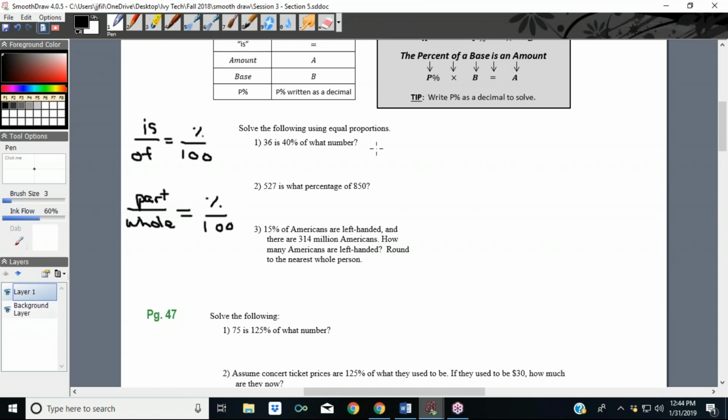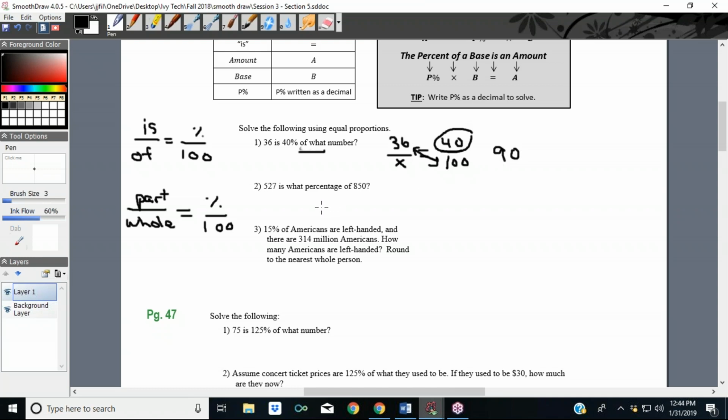So let's look at number 1 here. It says 36 is 40% of what number? So 36 goes in the is spot, 40 goes in the percent spot, and we know the 100 is always under the percent. And it says of what number? So we don't know the of part. And we're just going to solve this just like any other proportion. We multiply the two diagonal ones and divide by the extra number. So 3600 divided by 40. I think that's 90. Yep.